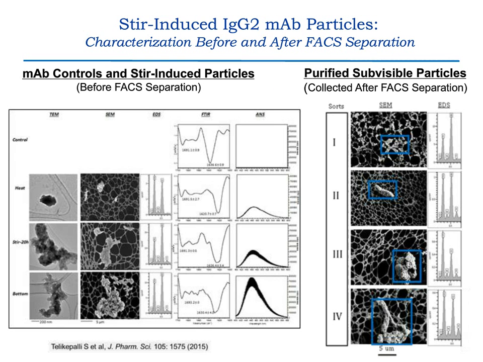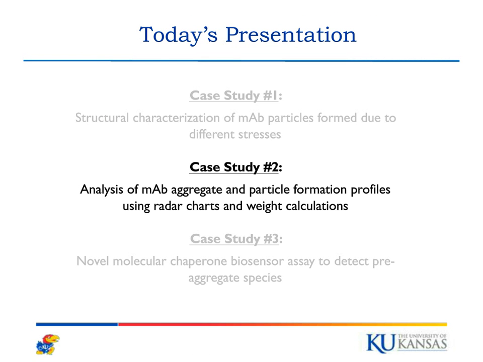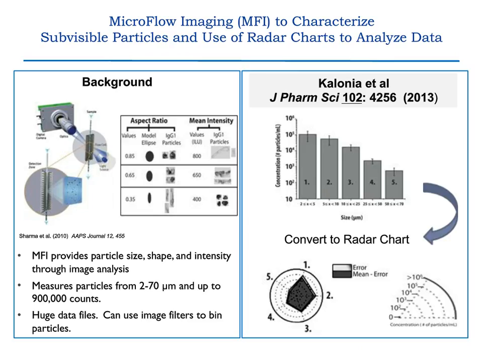I'm now going to move on and switch topics to case study two. In case study two, we're going to switch gears a little bit more and talk about data visualization tools to analyze particle data. We're going to use MFI as a model system here to characterize subvisible particles, and I'm going to introduce the use of radar charts to analyze these data. This paper was published in JPharmSci in 2013, as shown in the slide on the right. So typically, you might take readouts of the digital images from MFI and just graph them in a simple bar chart.